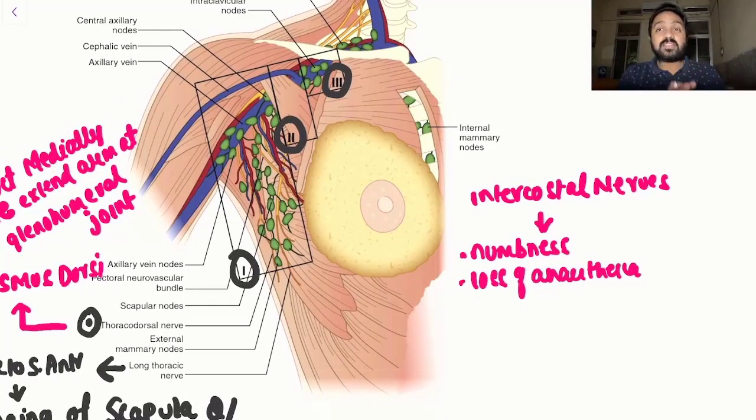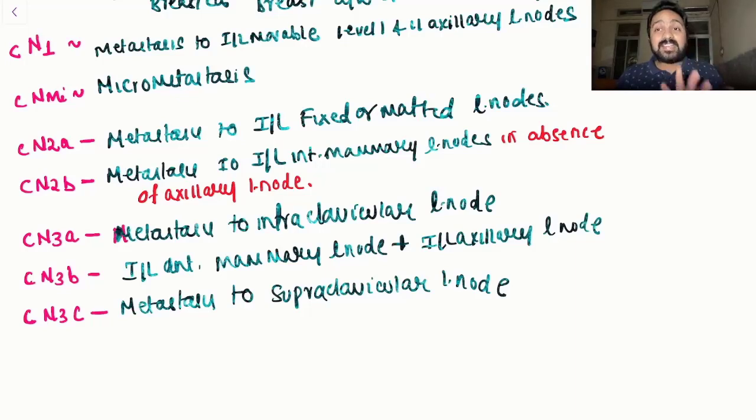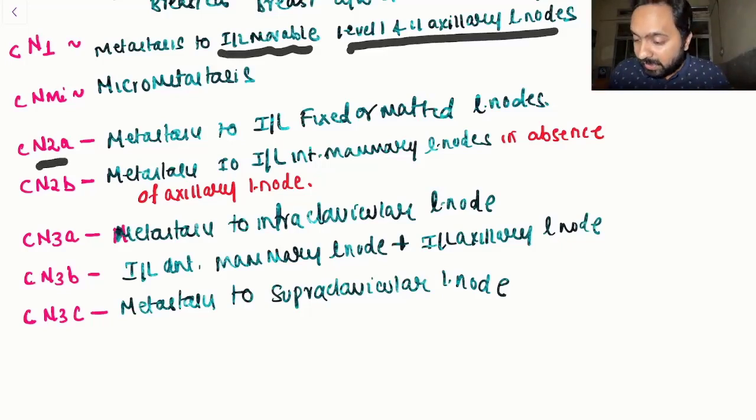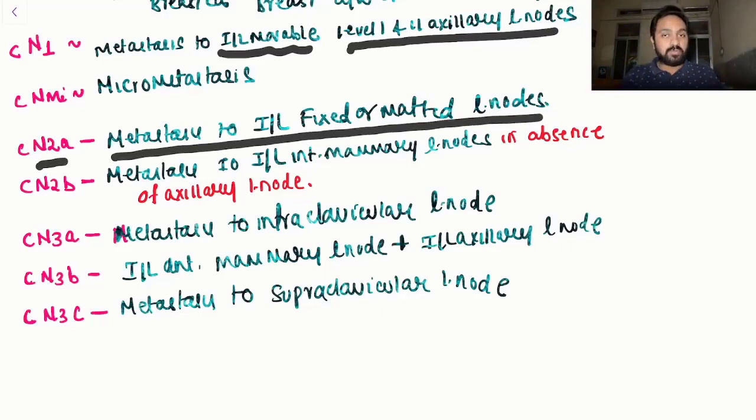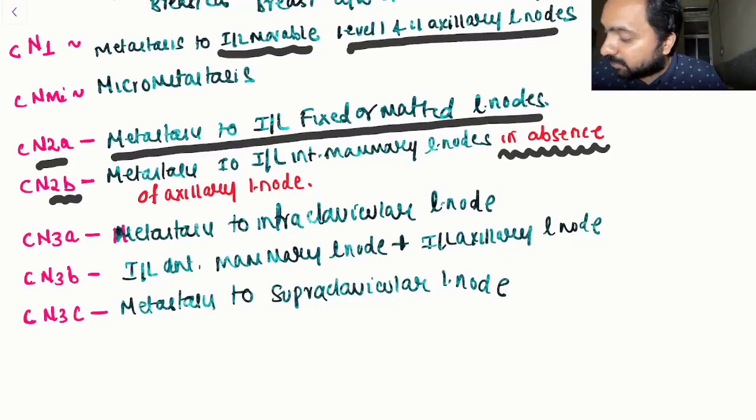And apart from this, when we are discussing node, I would just add the nodal staging over here. So clinically N1 is your metastasis to ipsilateral movable level 1 or level 2 axillary lymph node. N2A is your metastasis to ipsilateral fixed or matted lymph nodes. Then your N2B is your metastasis to ipsilateral internal mammary node. Please note, in absence of your axillary lymph node metastasis.